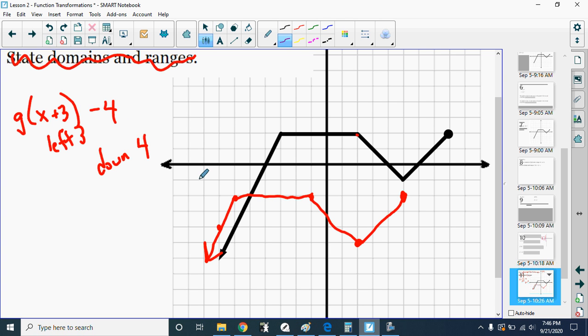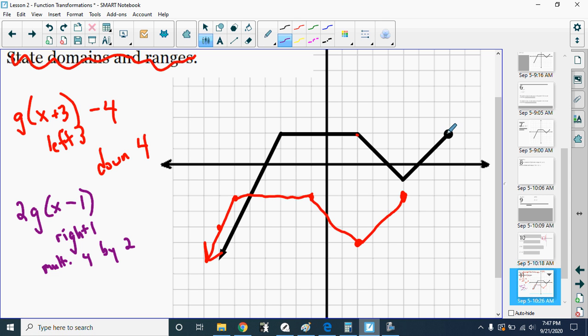Let's try another one here. Let's suppose it asked for 2 times g of x minus 1. Minus 1 is next to the x, so that tells us it's going to happen left or right. Because it's minus 1, we are going right 1. Next to the x is always opposite of what you would think. Anything on the outside is what you would think. So I've got 2 times, so I am going to multiply the y values by 2. It is a vertical stretch of a factor of 2.